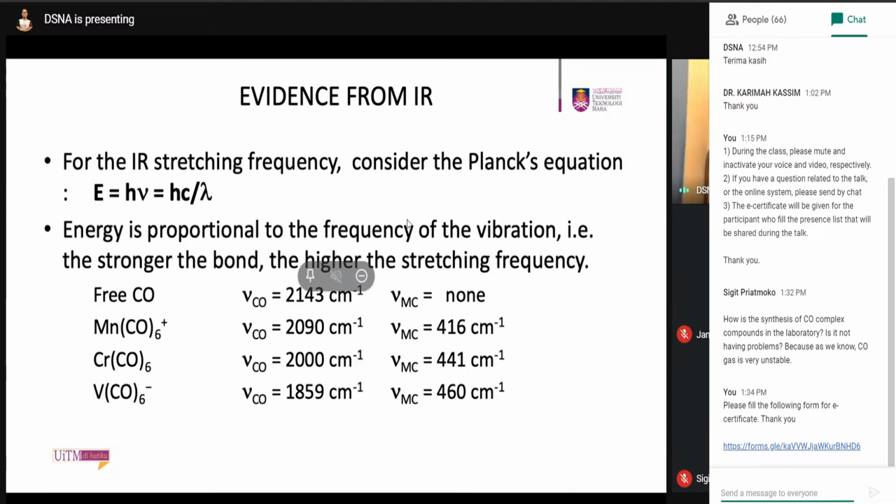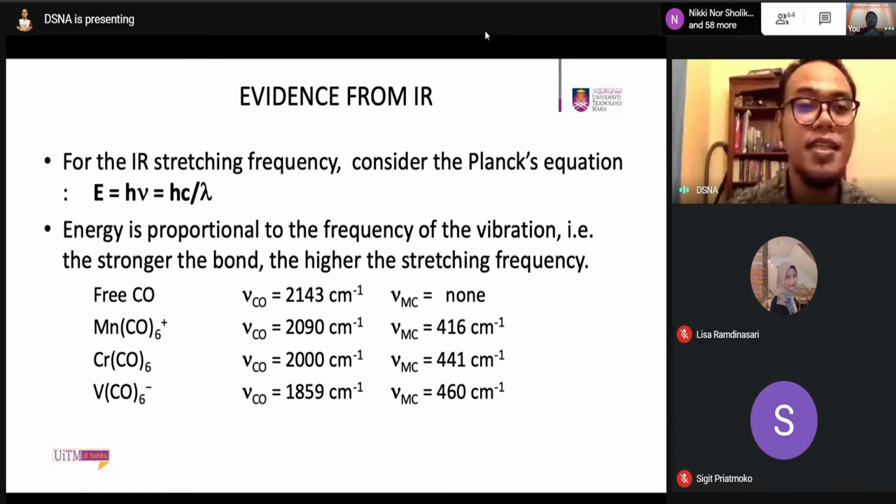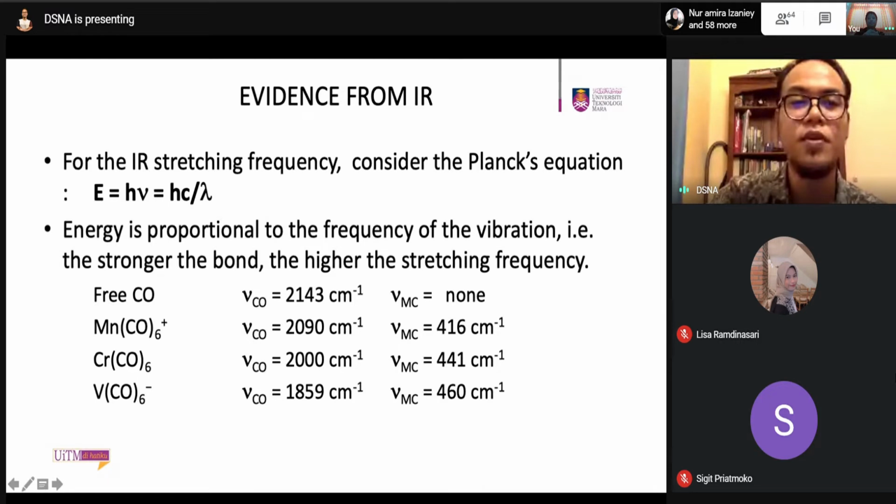Okay. Now, evidence from IR. IR is infrared spectroscopy. We're normally using FTIR. I'm sure all chemistry students are very familiar with IR. So the basic thing with IR is that we need to base our interpretation on Planck's equation. So this is the equation: E equals h nu equals hc over lambda. This is a common equation. h is the Planck constant, and we have nu here, frequency, and then we have c, speed of light, and we have lambda.